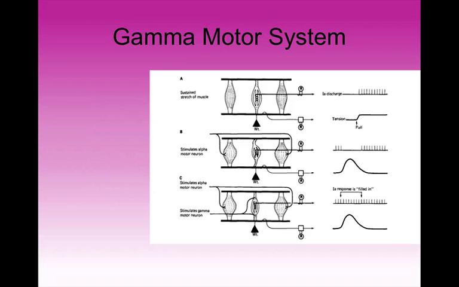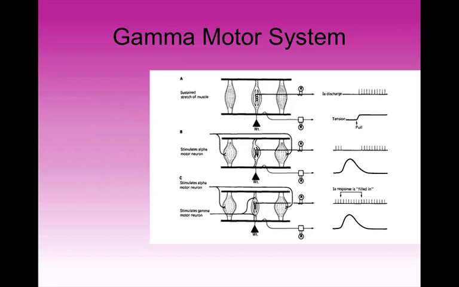So if you look at A, we've got two extrafusal muscle fibers and a muscle spindle in between. If then in B, the two extrafusal muscle fibers contracted, so they shortened, the spindle would just slacken, and the sensitivity of the spindle to any kind of change in length would be gone.